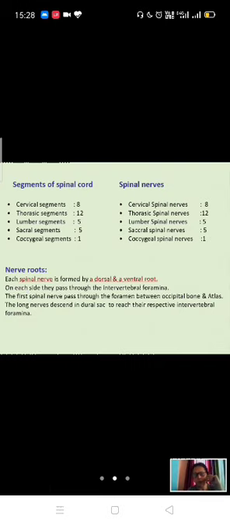What are these 2 nerve roots? Dorsal and ventral. Dorsal nerve root and ventral nerve root. What do you mean by dorsal nerve root?